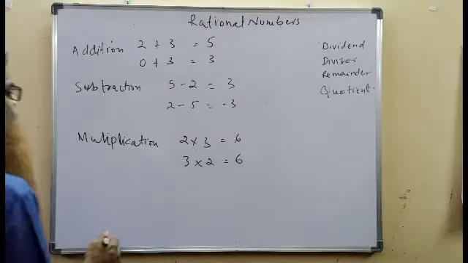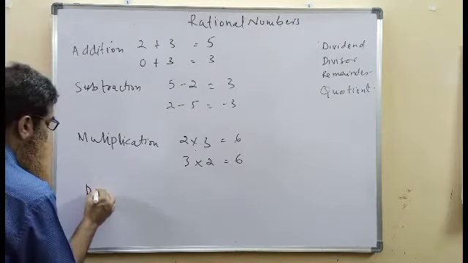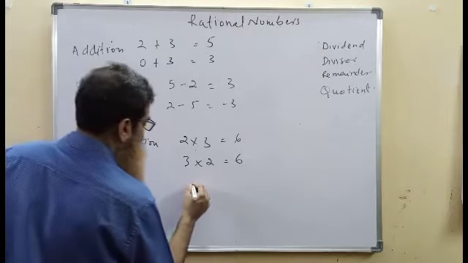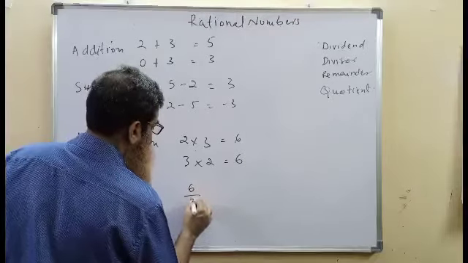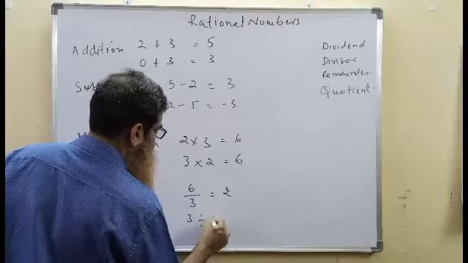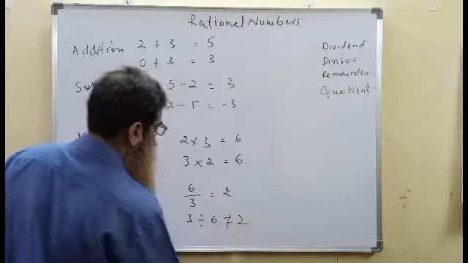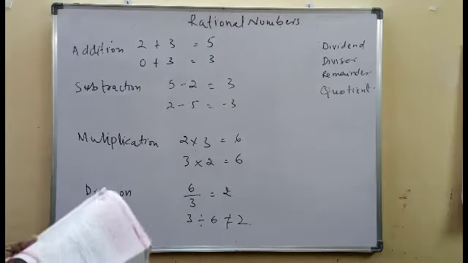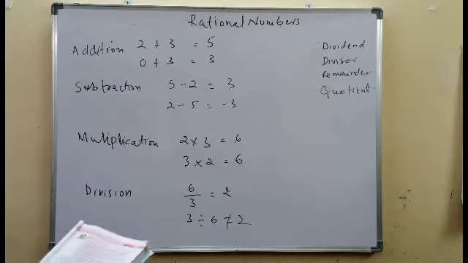Again, not closed in division, the fourth operation. Say 6 divided by 3 is equal to 2, whereas 3 divided by 6 is not equal to 2. So it is not closed. Whole numbers are not closed in division.